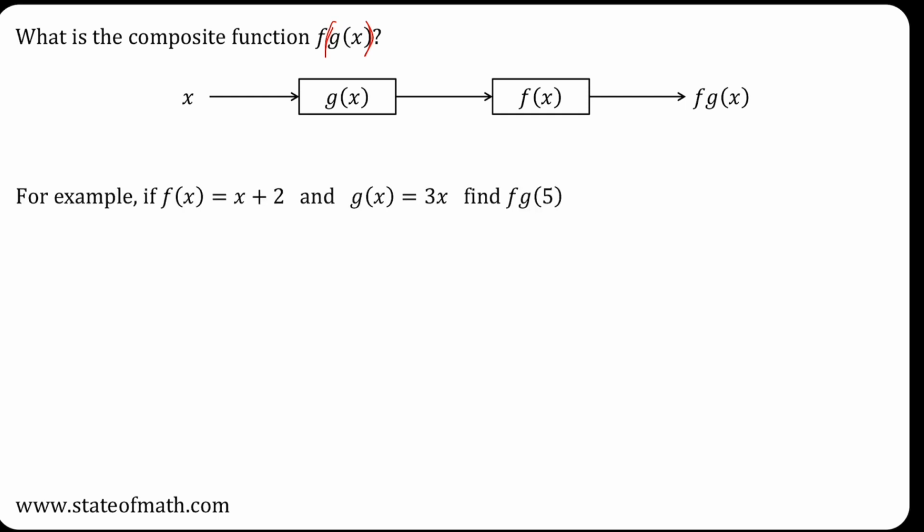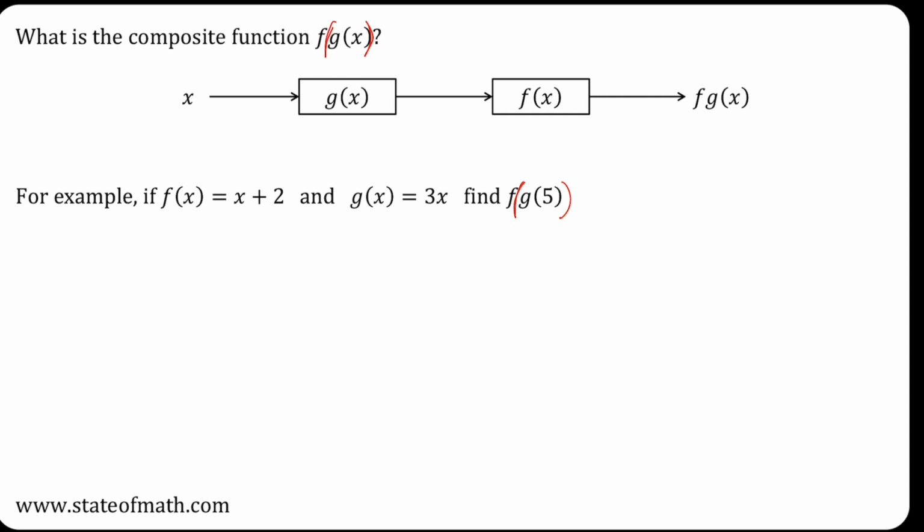Let f of x be the function x plus 2. So this takes an input x, adds 2, gives it out as an output, and the function g of x takes as an input x, multiplies this by 3 and gives this as an output, and we want to find f g of 5. So basically g of 5 is the input of the function f.